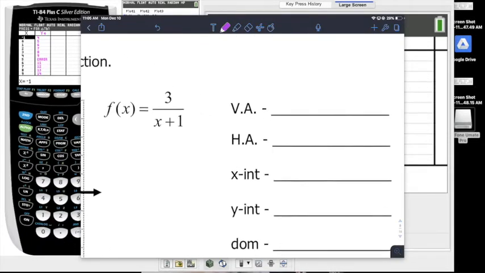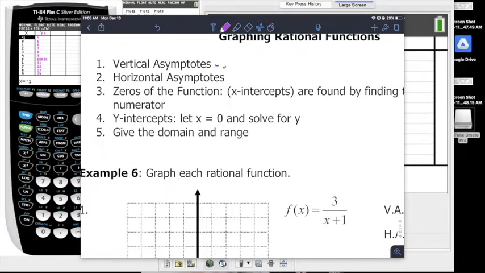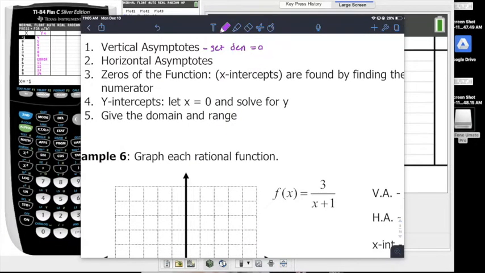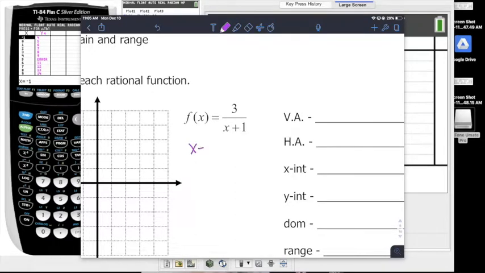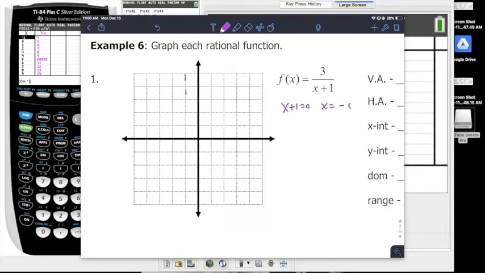Okay, for vertical asymptotes, every single time on these, you need to set the denominator equal to 0. I'm just going to make quick little notes here. So for this one, we'll go x plus 1 equals 0. That gives us x equals -1. So that means a vertical asymptote at x equals -1. So we're going to go ahead and sketch that. Usually that's where I start with my graphs.